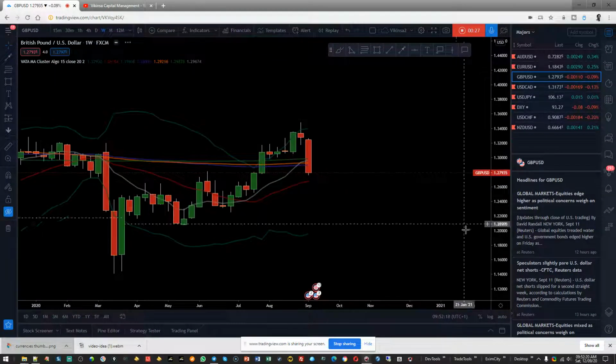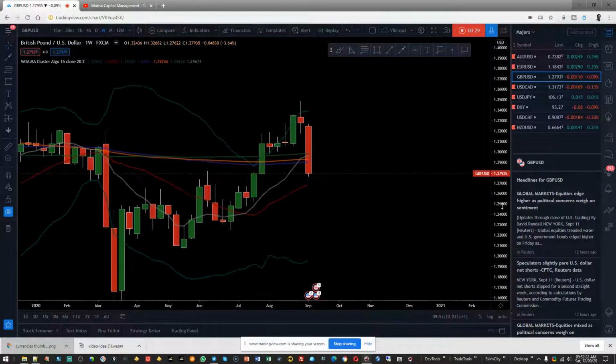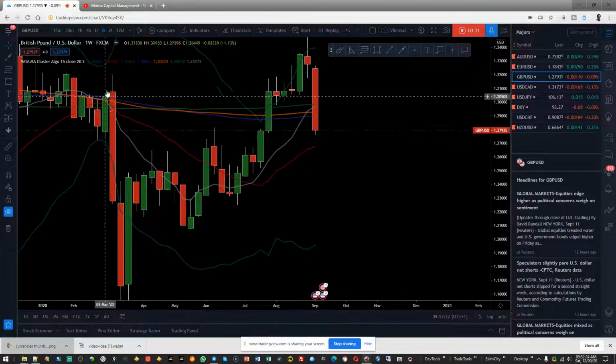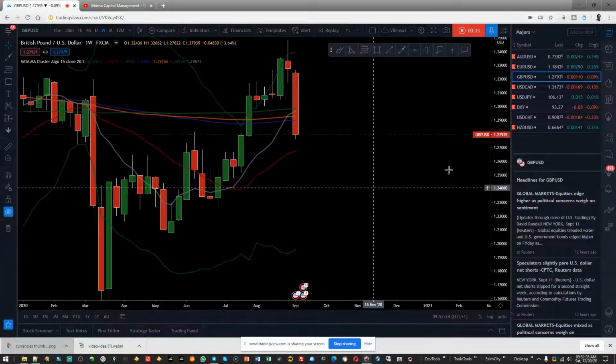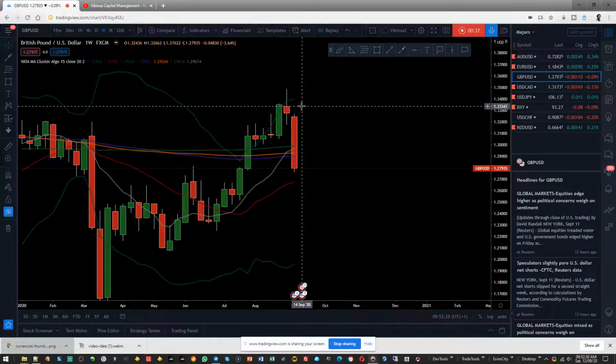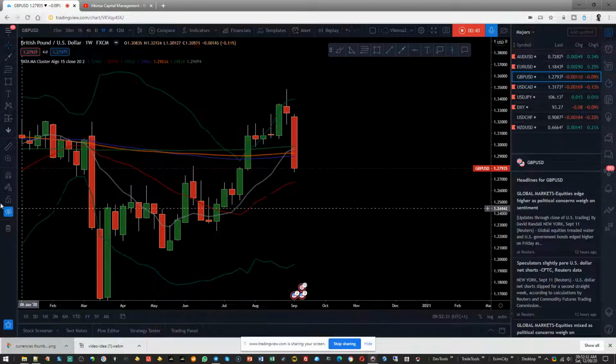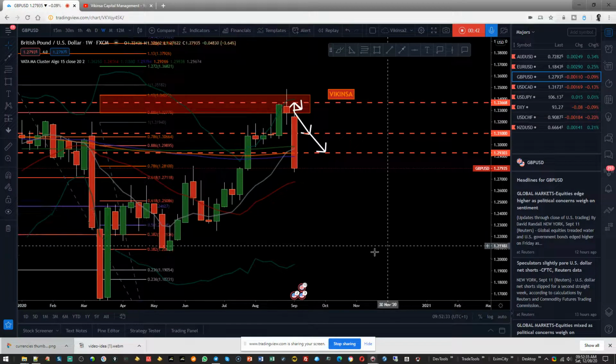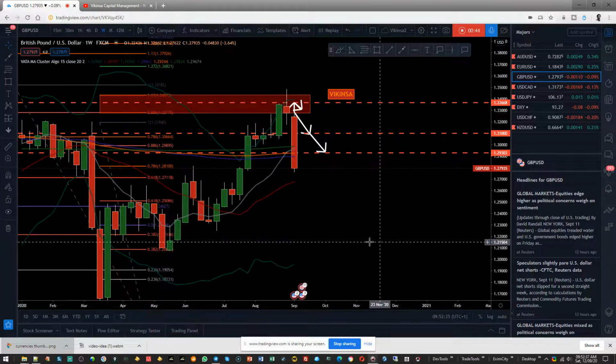If I go to the weekly time frame, this is what has happened. This is the W pattern that I was talking about. This is the FCP pattern that we had, and this is the zone that we were expecting the market to fall down from. And if I bring back the original analysis, this is exactly what has happened.